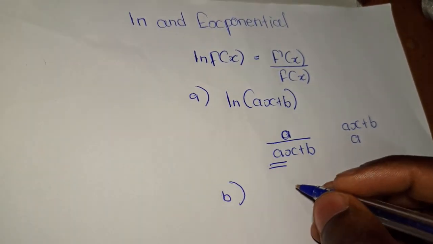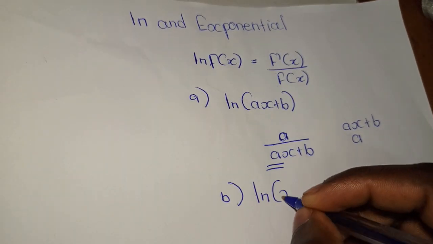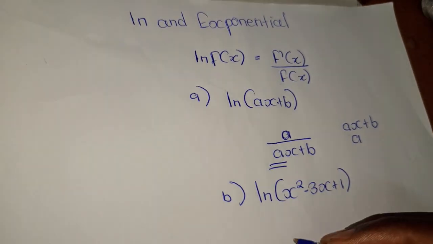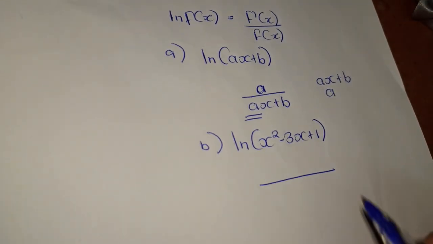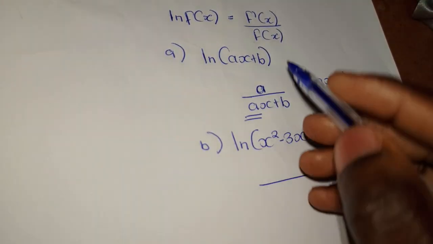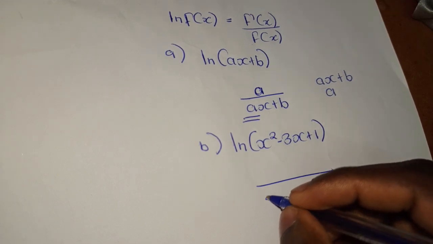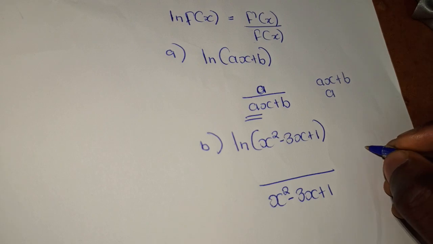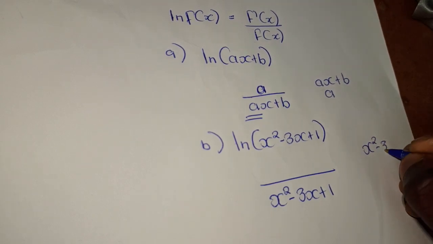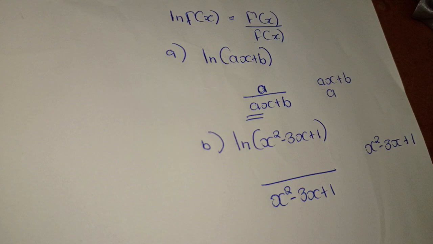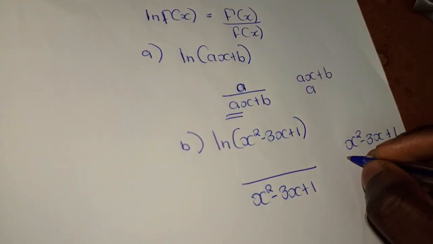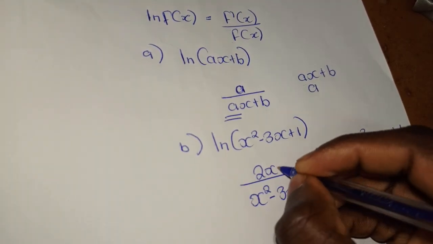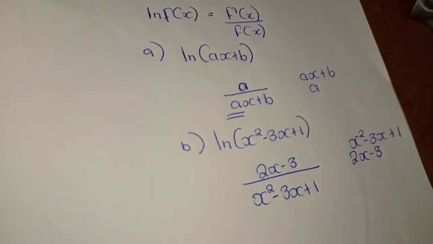The second one which we have been given is ln(x squared minus 3x plus 1). So the first step, we'll just copy the original function. Remember, this is the original function. In this case, the original function is x squared minus 3x plus 1, where we will get it and put it aside so that we can differentiate it. So if you differentiate it, you will have 2x minus 3. So this is the derivative of this function.